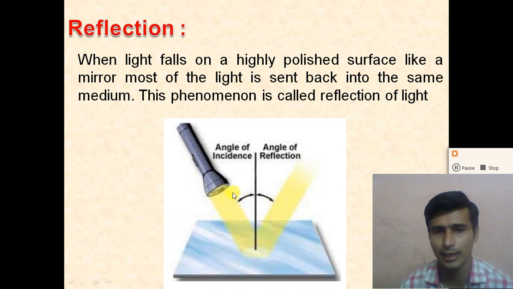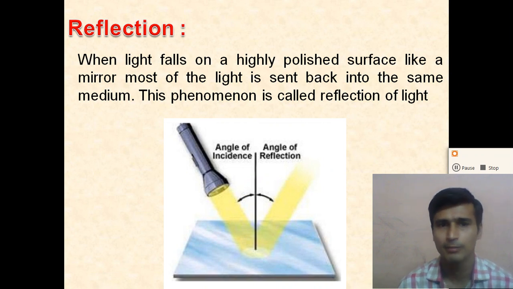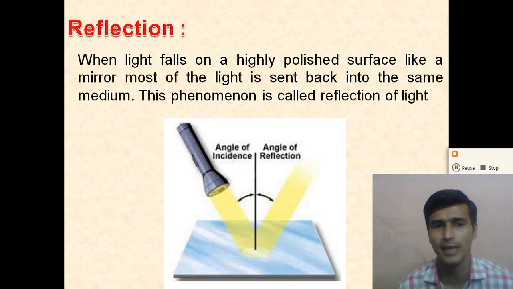The angle that the light makes with the normal is called the angle of incidence. We will see this later in this slide. And the reflected light comes in the other direction. So this principle is known as the reflection of light. So what is reflection? When the light falls on any solid, smooth, polished surface, most of the light comes back into the same medium, and this phenomenon is known as reflection.